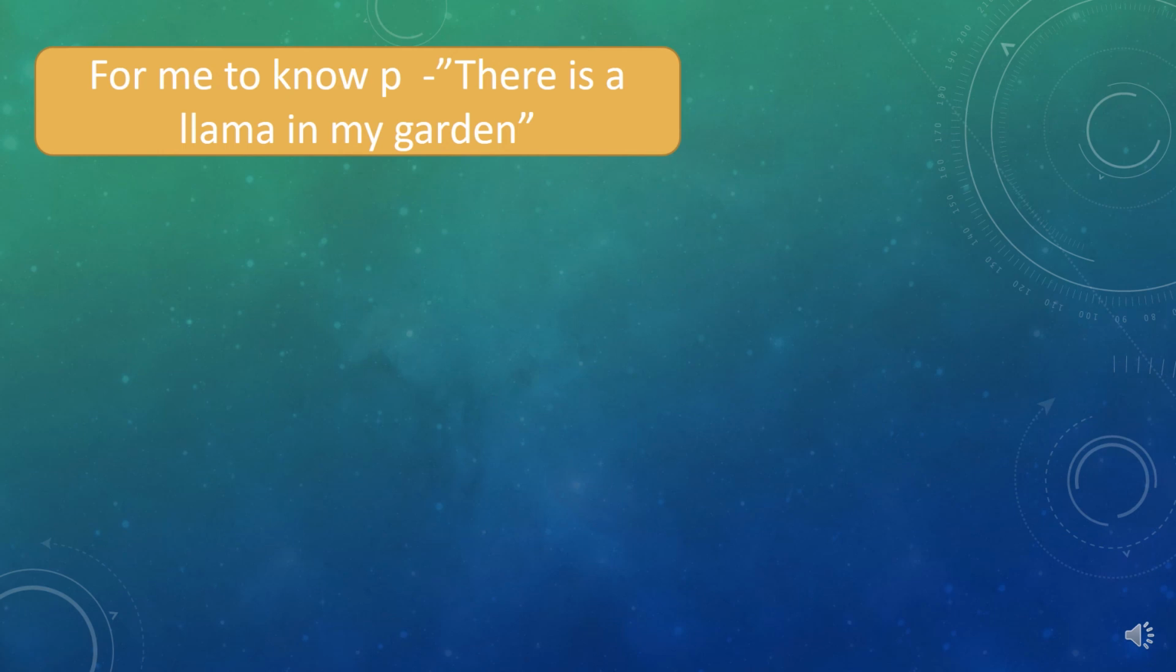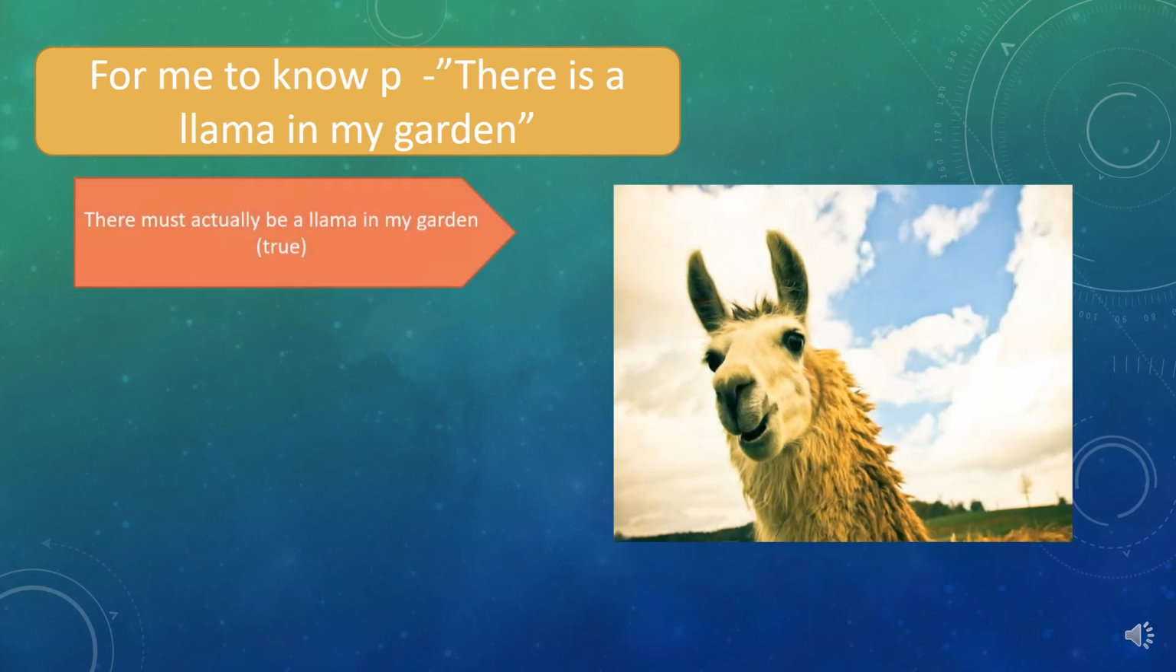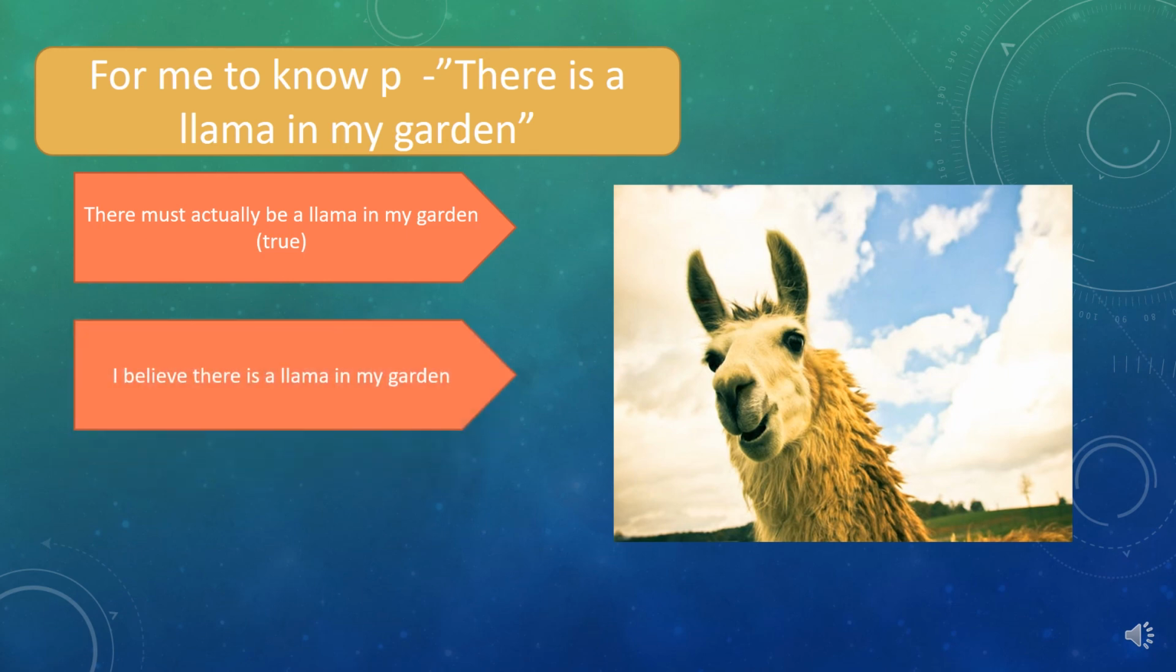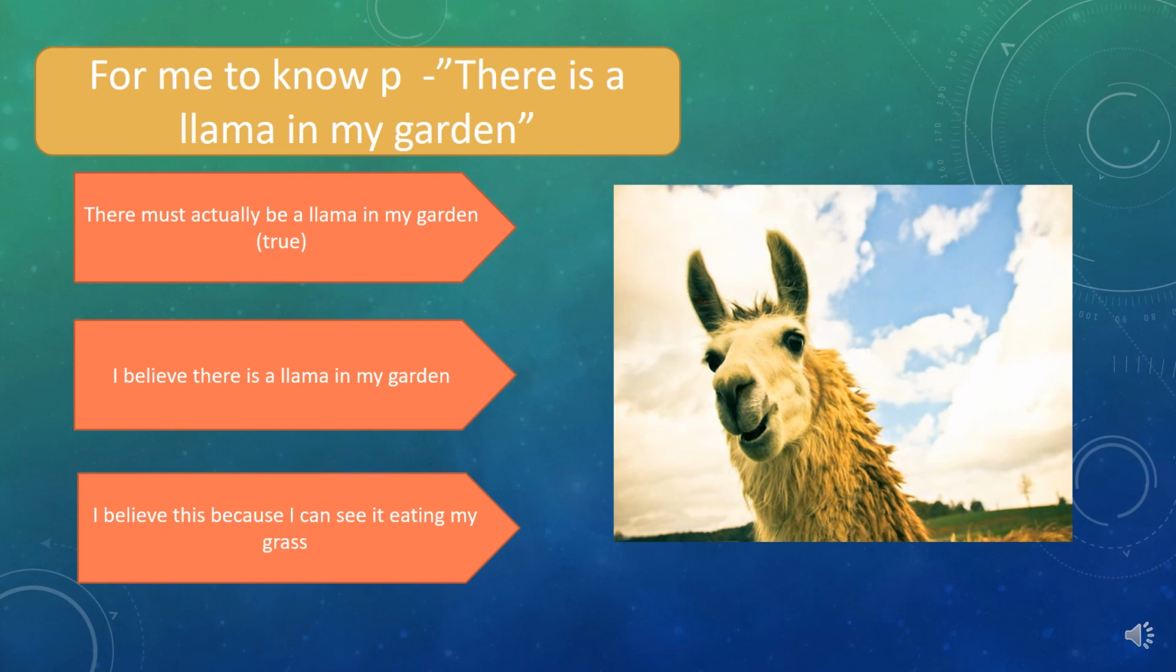For me to know P, for example, there is a llama in my garden, there must actually be a llama in my garden. It must be true. I believe there is a llama in my garden. And I believe this because I can see it. It's justified. I can see it eating my grass. I have a justified true belief. Therefore, I have knowledge. I know that there is a llama in my garden.